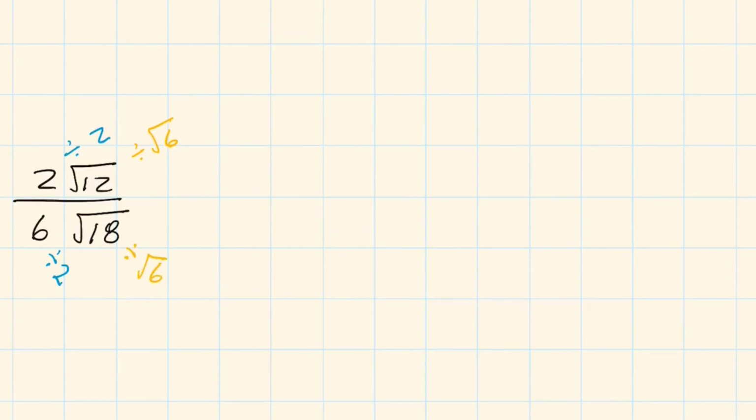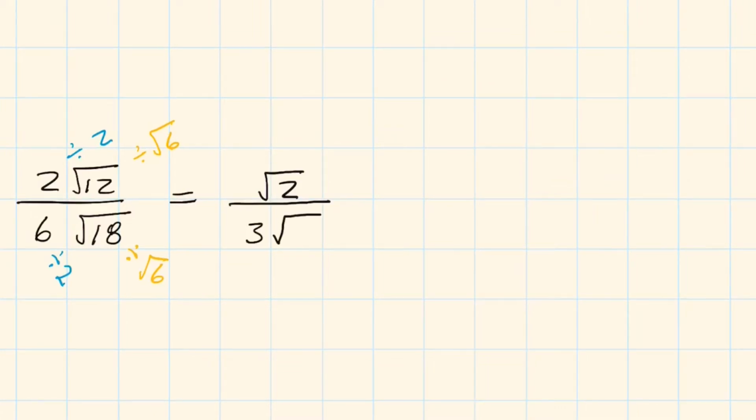So 2 divided by 2 is 1. 12 divided by 6 is just root 2. So 1 root 2 is just root 2. Over 6 divided by 2 is 3. Root 18 divided by 6 is root 3. So I have root 2 over 3 root 3. I can't really break anything down. There's nothing I can do now, so I have to rationalize the denominator.